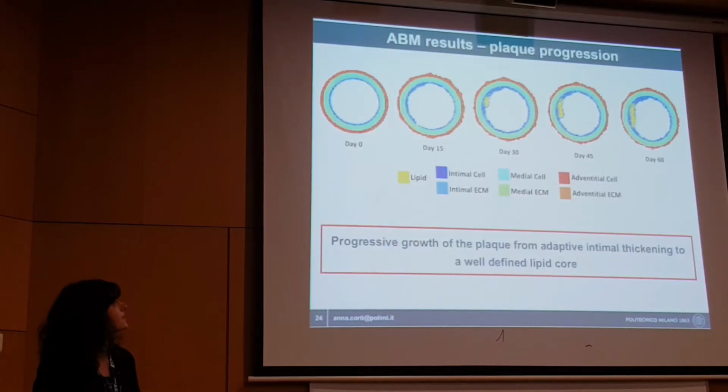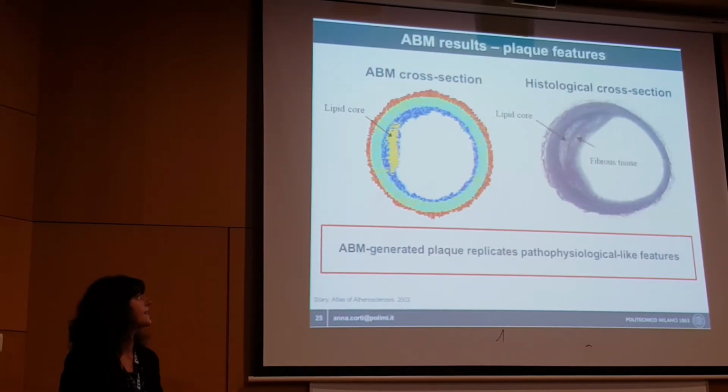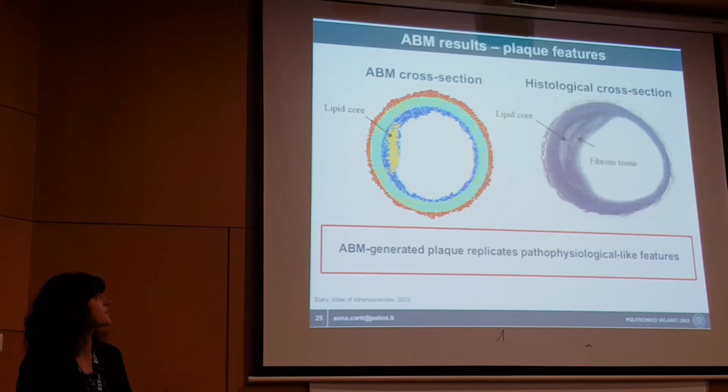This figure shows plaque progression in time, starting from an adaptive intimal thickening at day 15 until the generation of a lipid-rich plaque after 2 months of simulation. This final configuration is representative of a pathological solution and presents features resembling histological evidences, as for example the asymmetric geometry and a lipid-rich core.